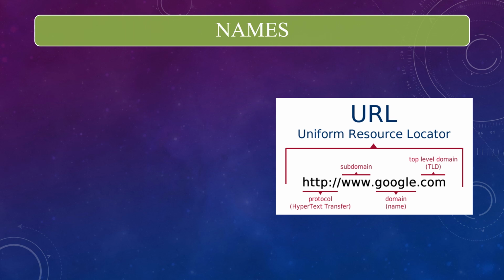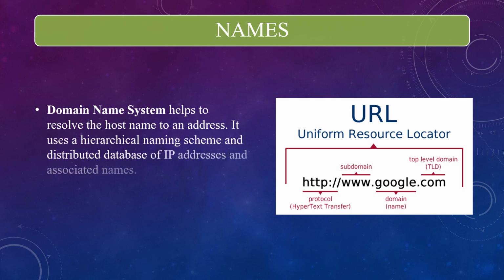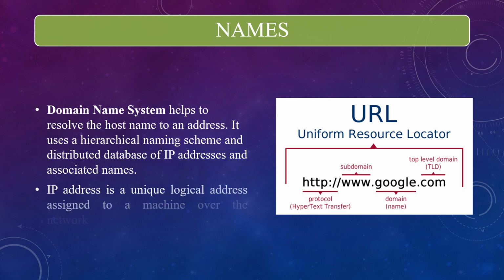Now, let's learn about the names. Domain name system helps to resolve the host name to an address. It uses a hierarchical naming scheme and a distributed database of IP addresses and associated names. An IP address is a unique logical address assigned to a machine over the network.